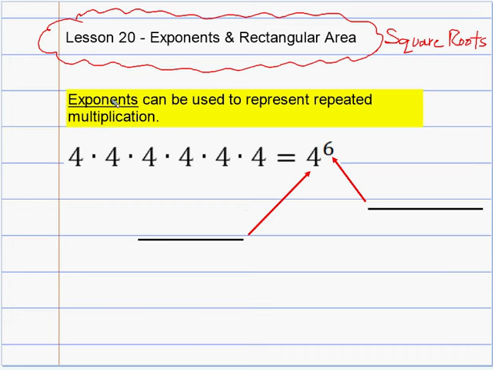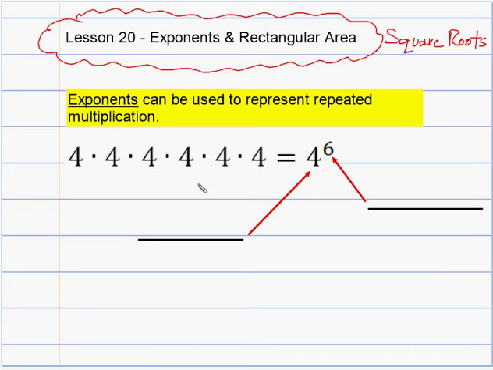Vocabulary: exponents can be used to represent repeated multiplication. Okay, here's an example for you. We have 4 times 4 times 4 times 4 times 4 times 4. So our exponential expression is 4 to the 6th power.